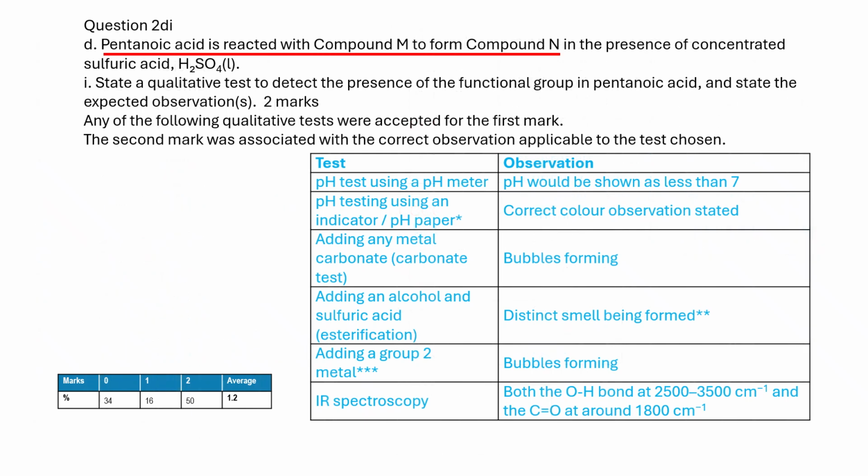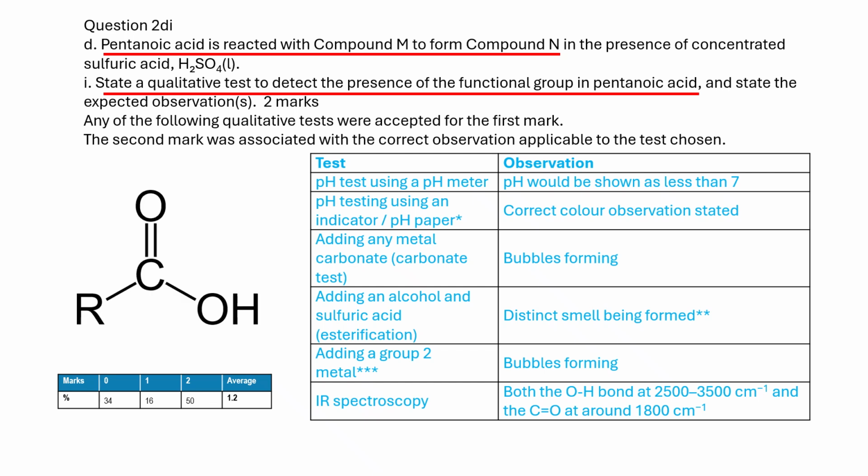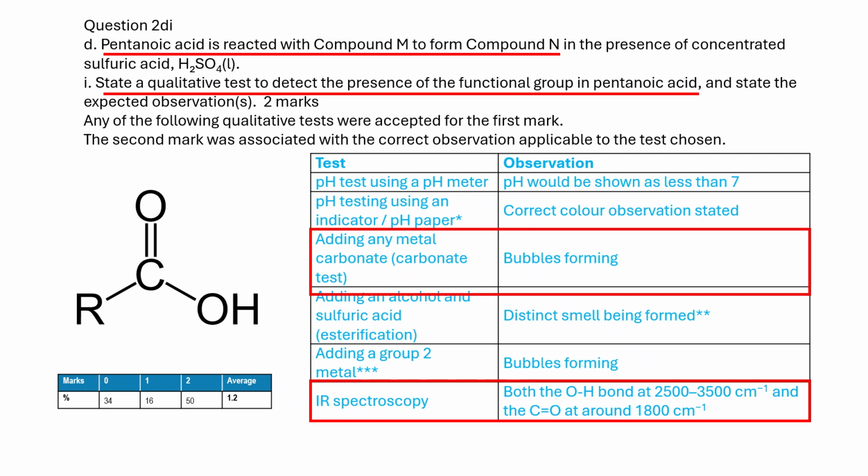Pentanoic acid reacts with compound M to form compound N. The main functional group in pentanoic acid is the carboxylic group. You can test for this group using IR spectroscopy. It will show two peaks for the OH bond, 2500 to 3500, and the C=O double bond, 1800. Also, since it's a weak acid, the carboxylic group reacts with metals to produce hydrogen gas, or with carbonates to produce carbon dioxide gas. You will see bubbles formed by both gases.